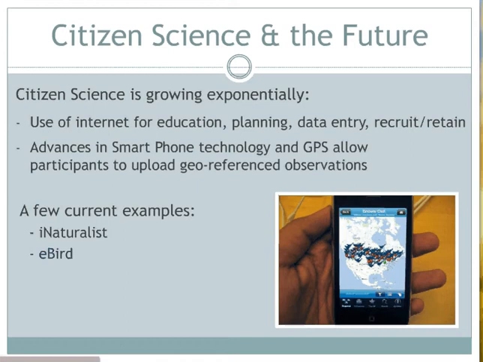And that gradient or that scale is really shrinking as we progress, particularly with the use of internet and smartphone technology. Now, a lot of people have smartphones. They're able to go out, navigate to their survey locations using GPS or Google Earth on their phones, collect survey information, and upload that directly to an online database with time-stamped, geo-referenced metadata.